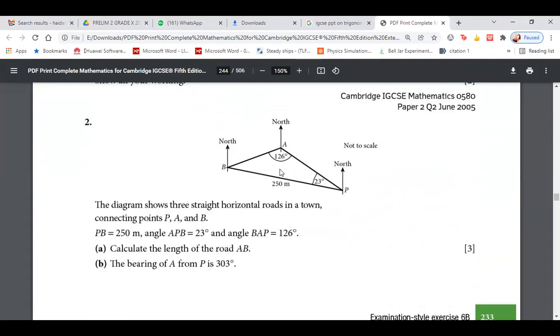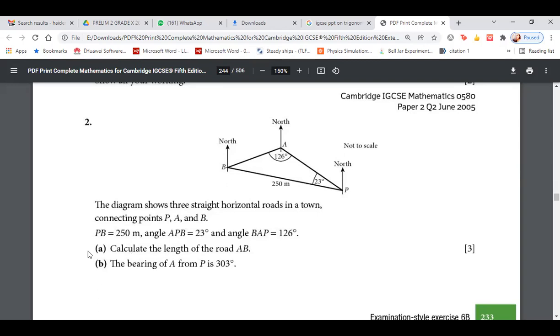Tell me, which rule will you use here, sine rule or cosine rule? Sine. Why? Because sin A upon A is equal to sin B upon B. We have been given two angles and one side, right? So quickly I can use the sine rule over here. Is this clear?